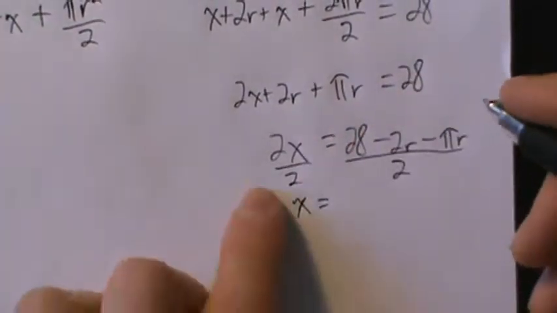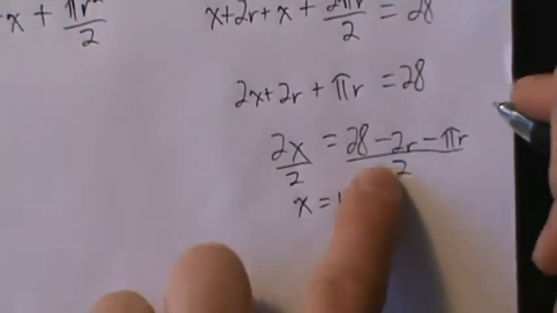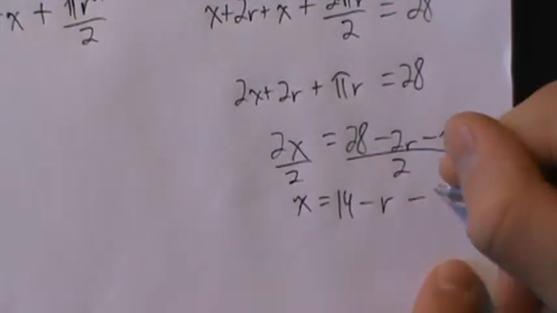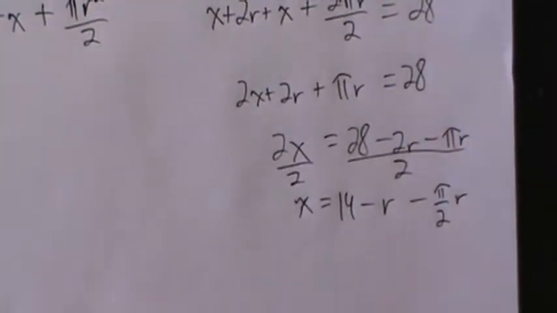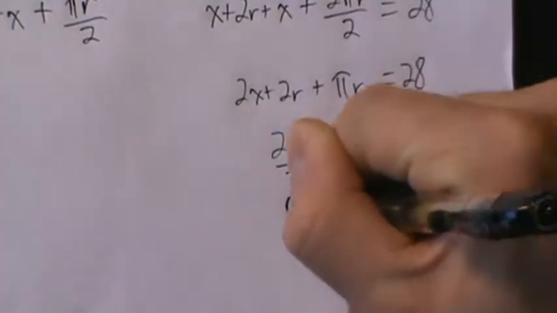So 2x over 2 is just x, of course. And then 28 over 2 is 14. Minus 2r over 2 is minus r. Minus pi r over 2 is minus pi over 2 times r. Okay? So this is our expression for x in terms of r.